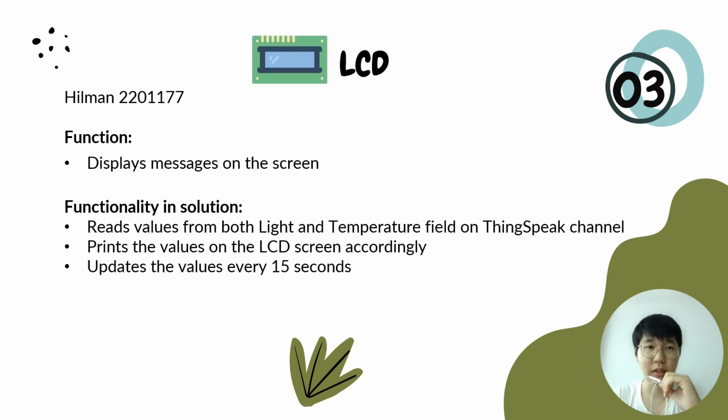Next is the LCD. The function is to display messages on the screen, and the functionality in IoT is to read both the light and temperature fields on the ThingSpeak channel and print the values onto the LCD screen accordingly.